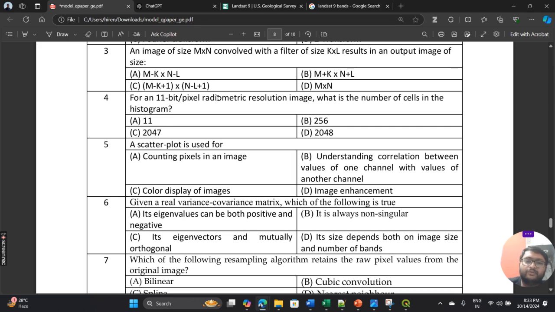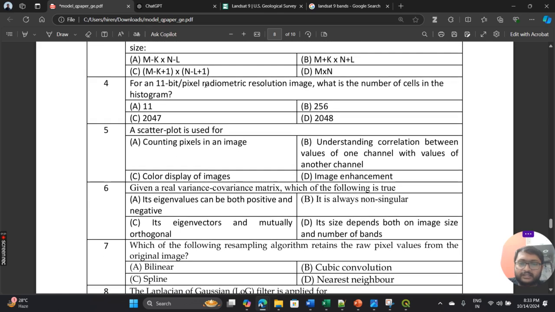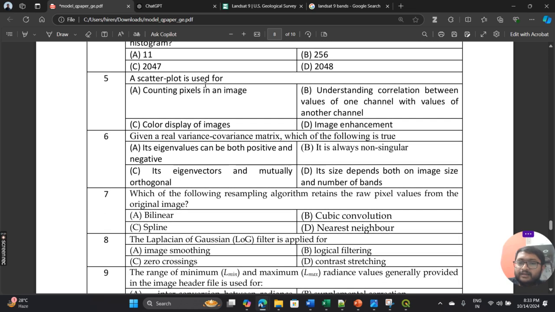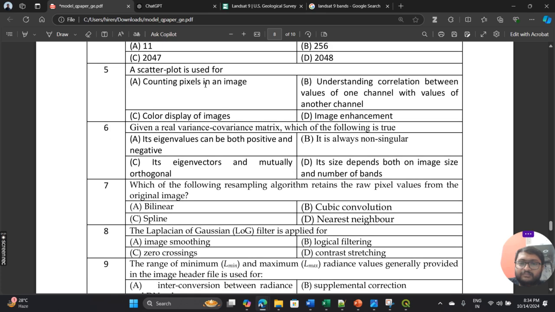Then for 11-bit pixel radiometric resolution, what will be the number of cells in the histogram? 2048, so 2 to the power 11. The scatter plot is used for understanding the correlation between values of one channel and values of another.